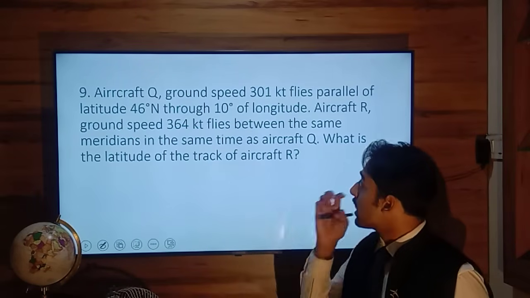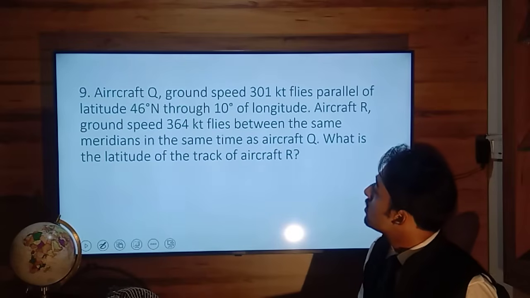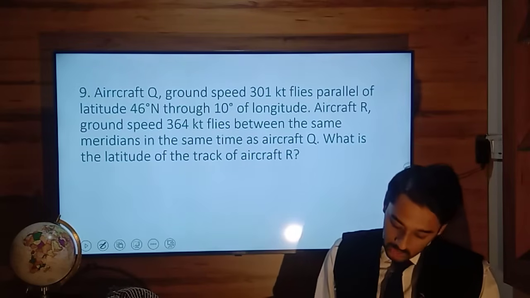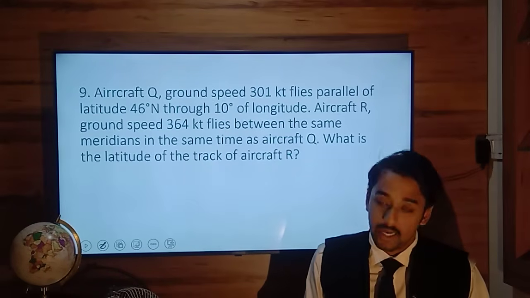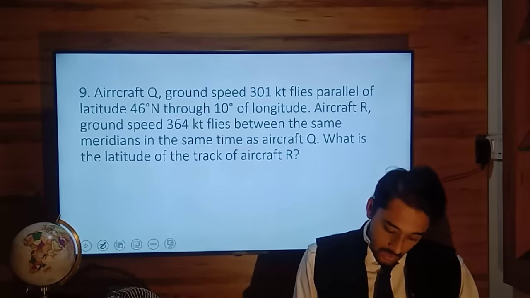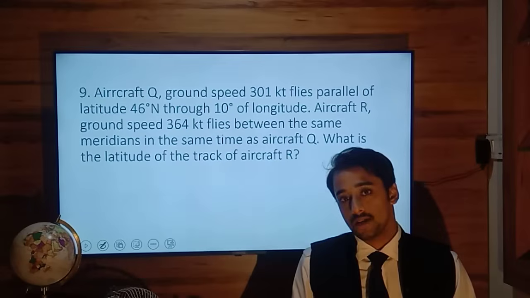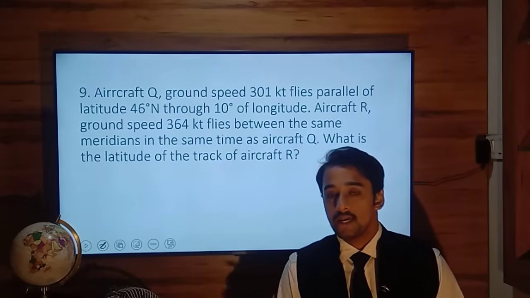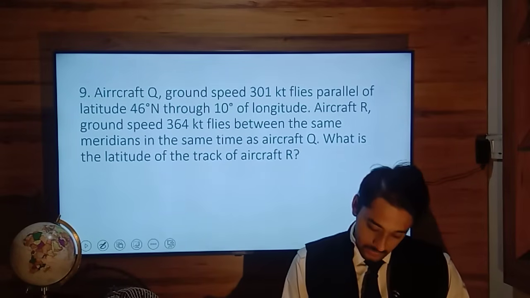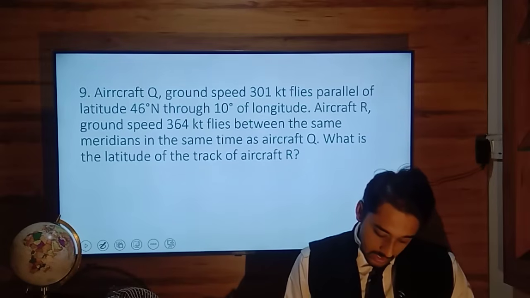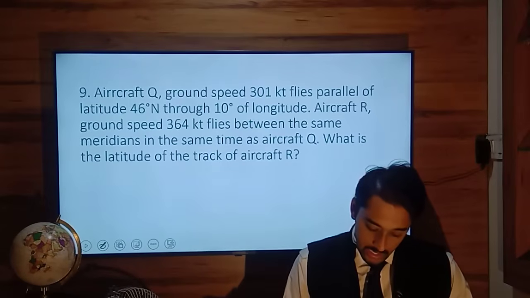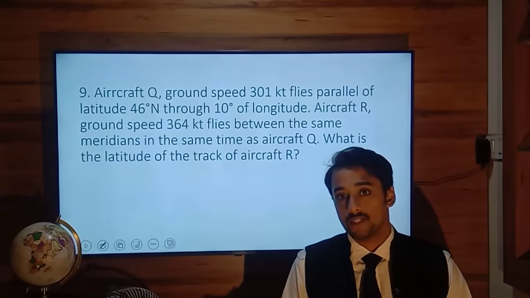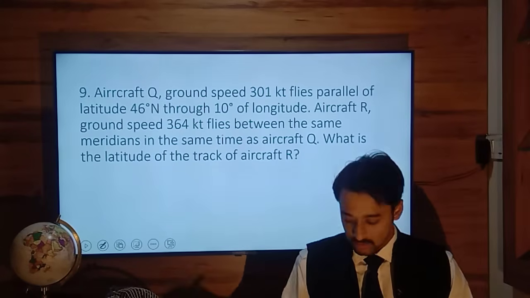Question number 9 is: Aircraft Q, flying at a ground speed of 301 knots, flies along the parallel of latitude 46° north through 10° of longitude. Aircraft R, with a speed of 364 knots, flies between the same meridians, so it flies between the same two meridians that aircraft Q is flying, and in the same time. What is the latitude of the track of the second aircraft, which is aircraft R?